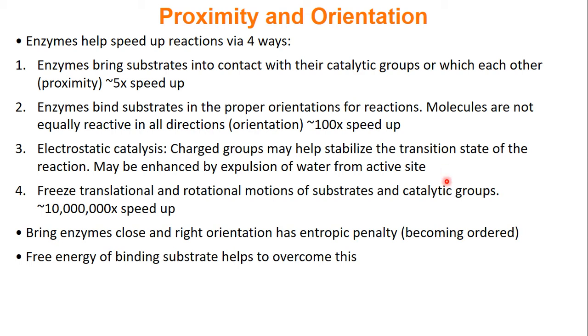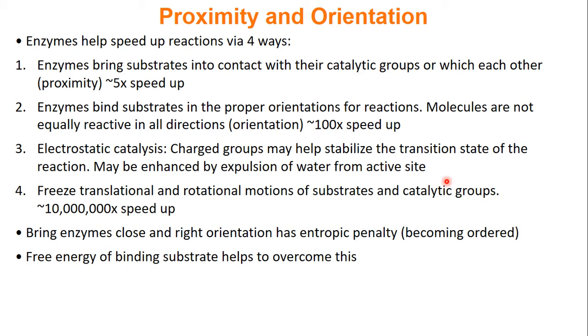Three, if it's an electrostatic catalyst, that is, you have charged groups that will help to stabilize the transition state. So positive and negative charges in your enzyme will help your substrate go towards the transition state by stabilizing it. And you can also get rid of water, which enhances the speed.